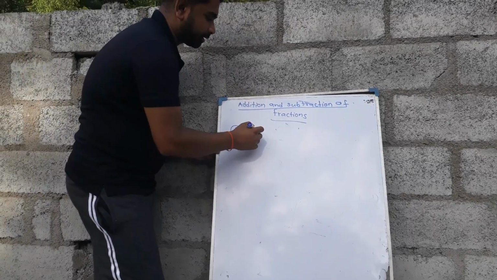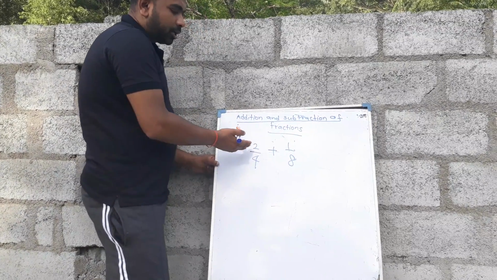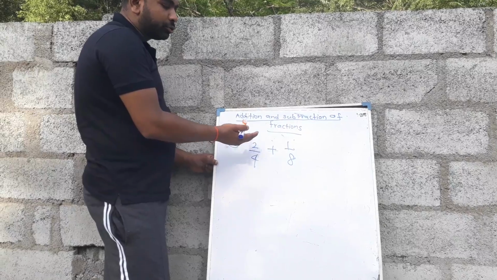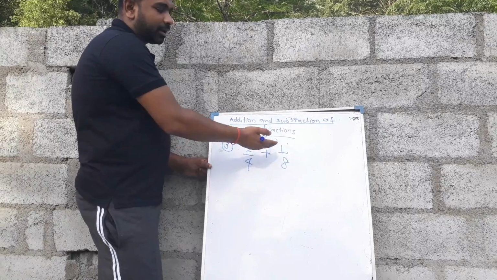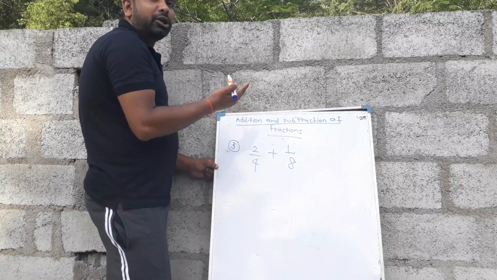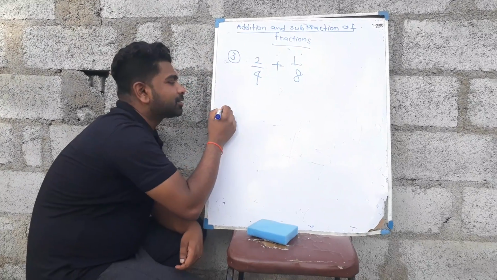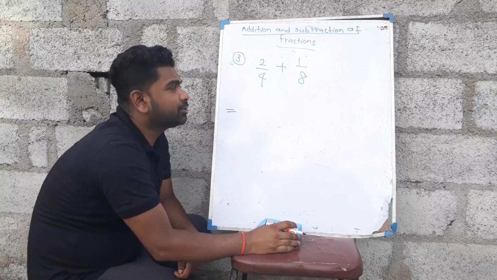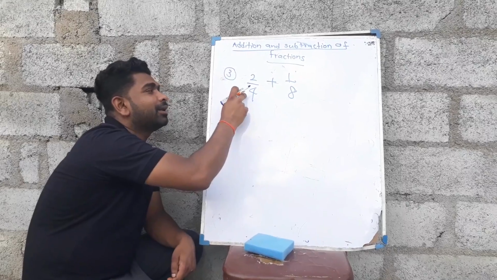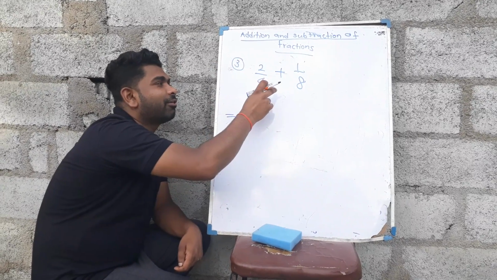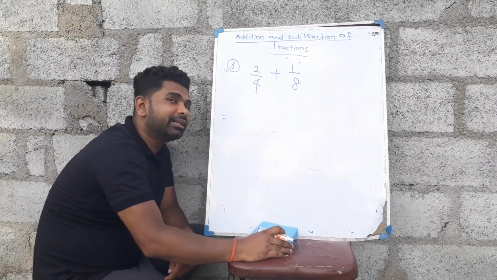Look at this. 2 fourths plus 1 eighth. Look at these two given fractions. There is no common denominator. Here 8, here 4. But according to the knowledge you have already learned, you can change 4 into 8 with the help of equivalent fractions.